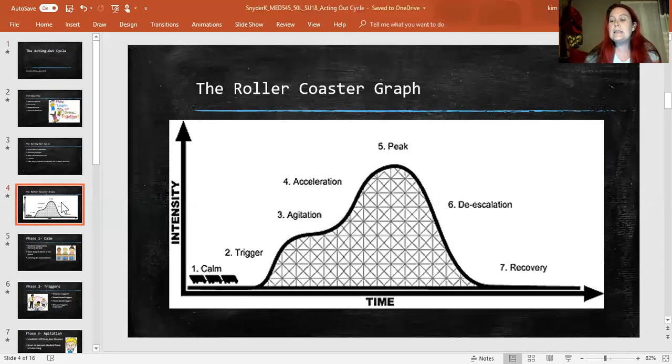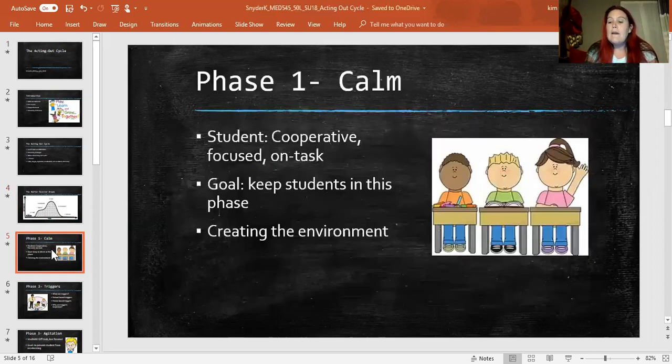Now, let us take a look at each of the 7 phases. Phase 1 is calm. In this phase, the student is cooperative, focused, and on task. This is how you would hope most students will come in during the beginning of the day. The goal is to keep students in the calm phase.